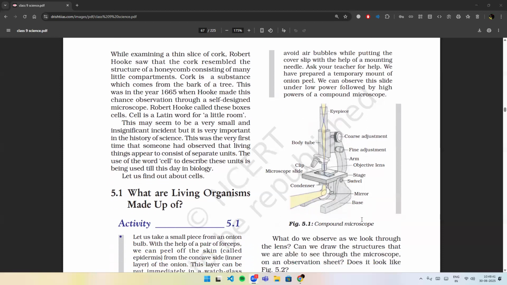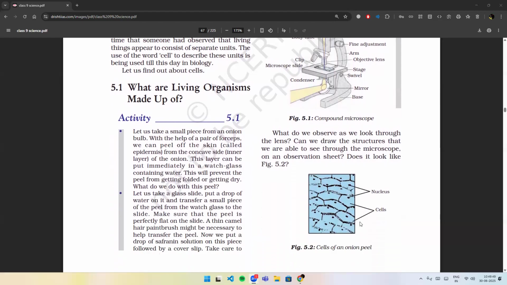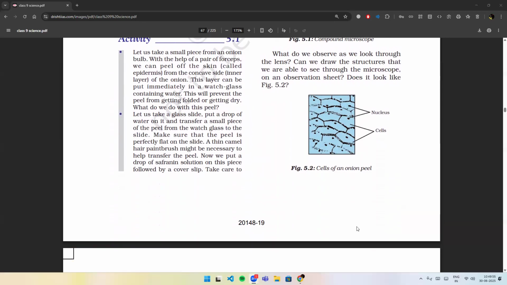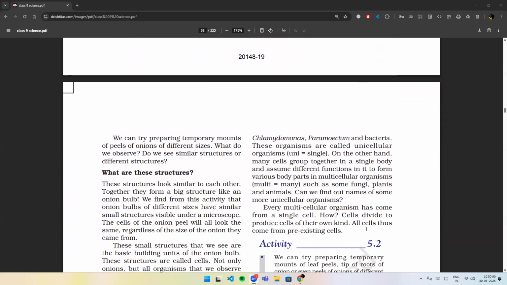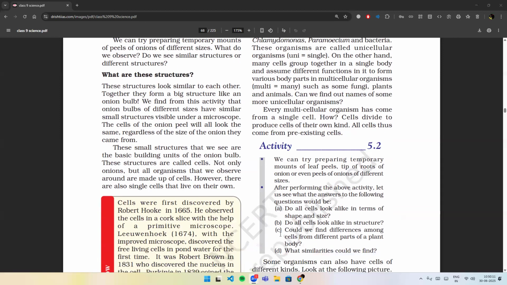We can observe this slide under low power followed by high power of a compound microscope. What do we observe as we look through the lens? Can we draw the structures that we are able to see through the microscope on an observation sheet? Does it look like figure 5.2? We can try preparing temporary mounts of peels of onions of different sizes. What do we observe? Do we see similar structures or different structures? What are these structures? These structures look similar to each other. Together, they form a big structure like an onion bulb.